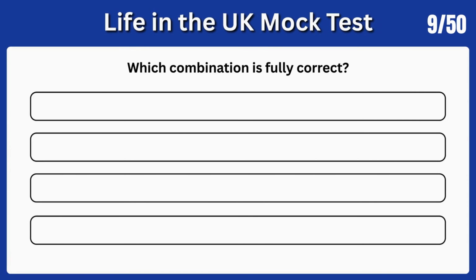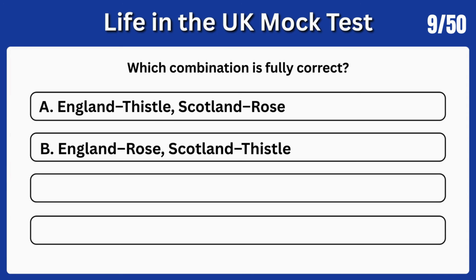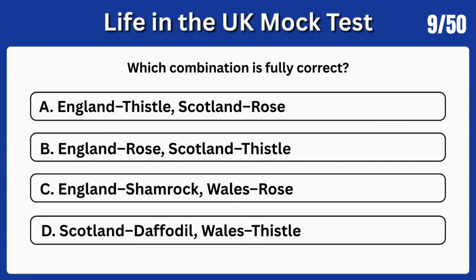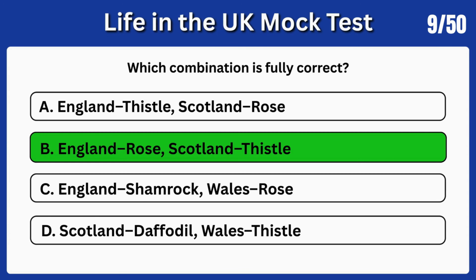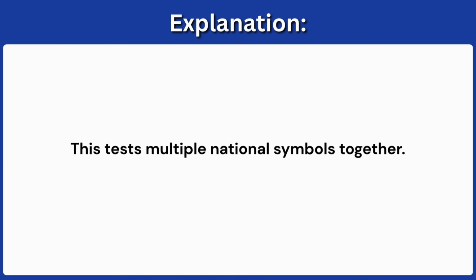Question 9. Which combination is fully correct? A. England a thistle, Scotland rose. B. England rose, Scotland thistle. C. England a shamrock, Wales rose. D. Scotland daffodil, Wales a thistle. The correct answer is B. Explanation. This tests multiple national symbols together.